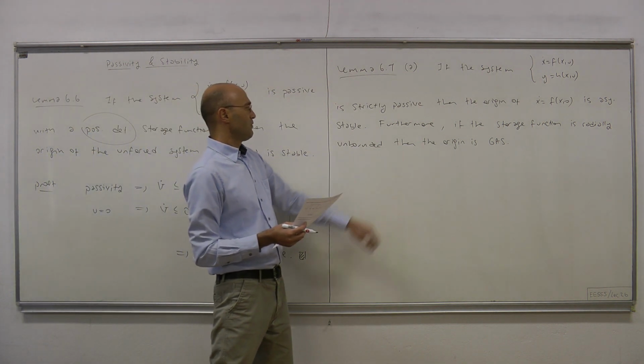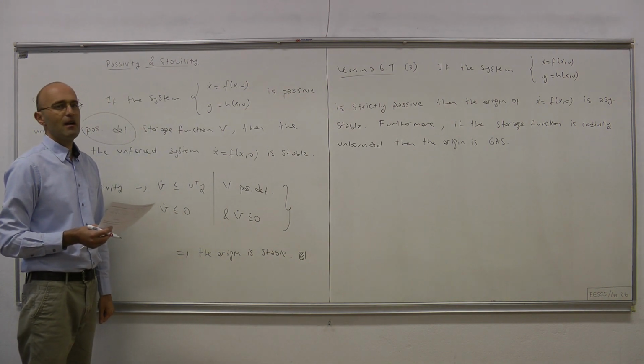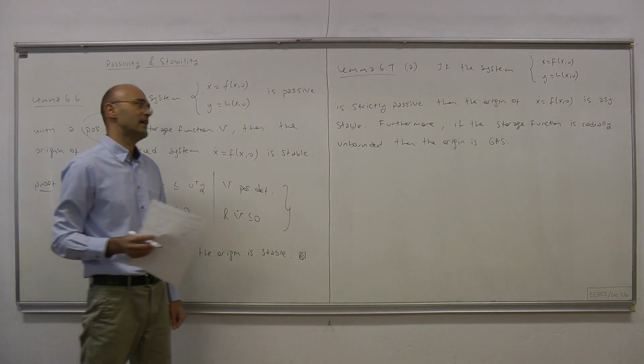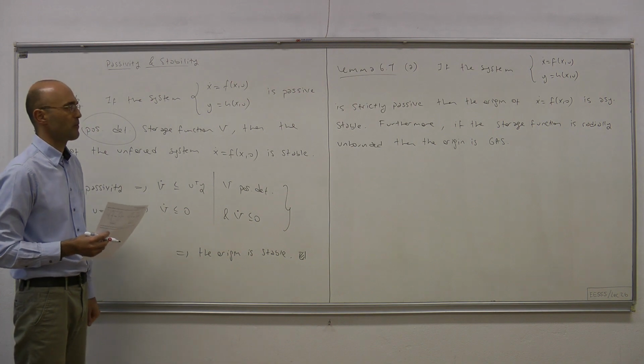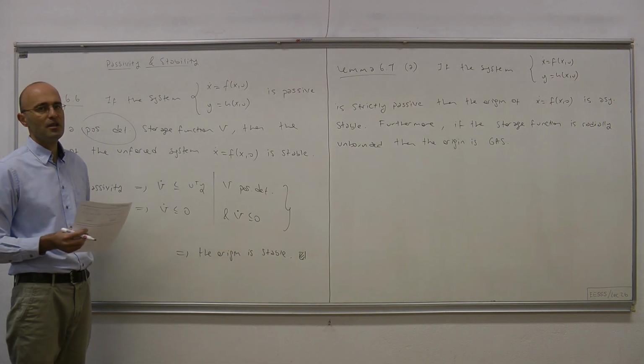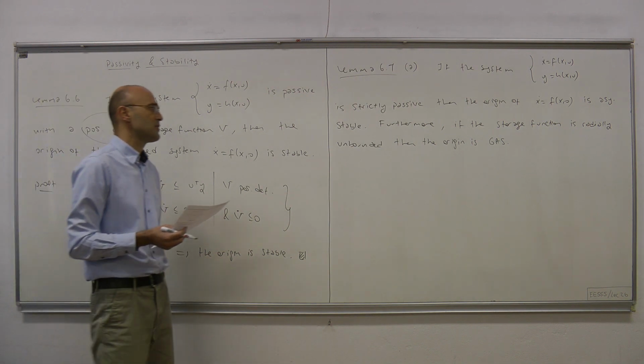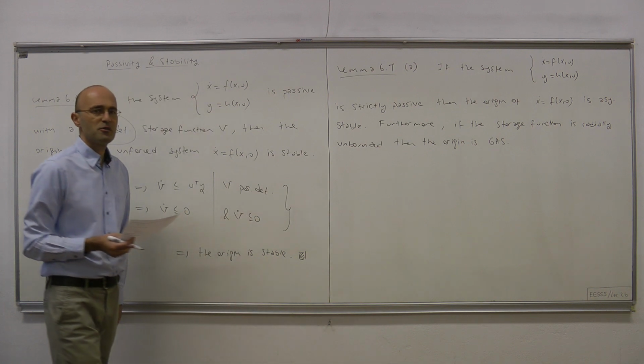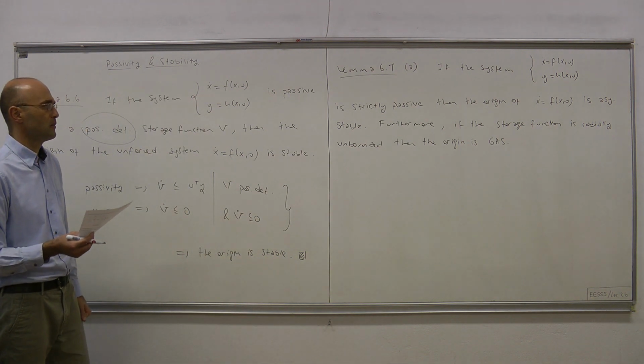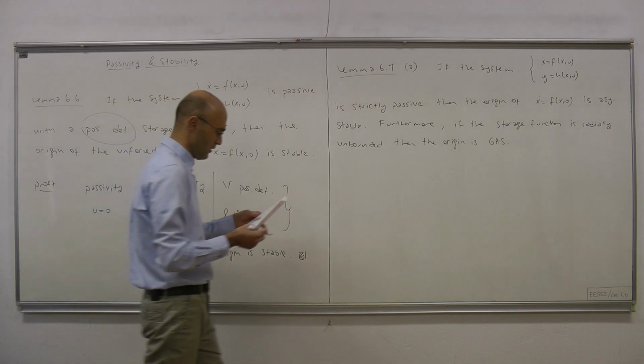Furthermore, if the storage function is radially unbounded, we have, again by some version of Lyapunov's theorem, global asymptotic stability of the origin. Okay, so let's therefore remember the definition of strict passivity and follow, and we will proceed from there.